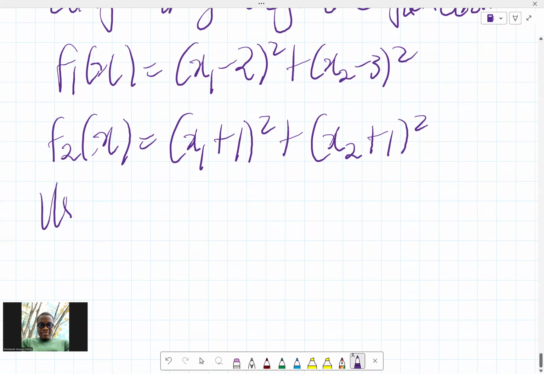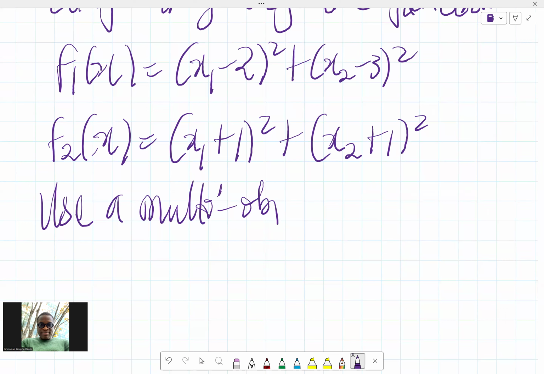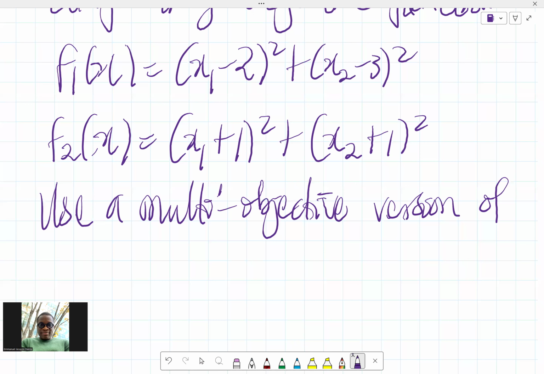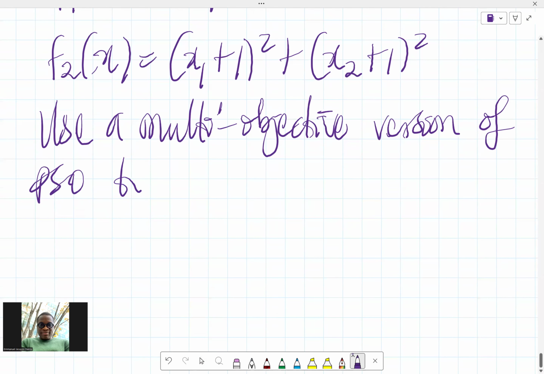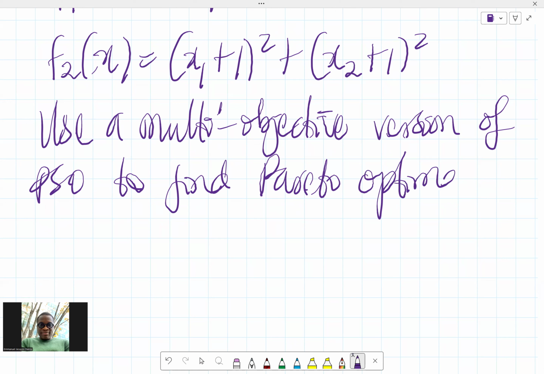So use a multi-objective version of PSO to find the Pareto optimal set of solutions. I didn't talk about this, so if you want to do some research to get this, but I've given the basic idea of this whole thing. So here's the multi-objective version of PSO to find the Pareto optimal set of solutions.